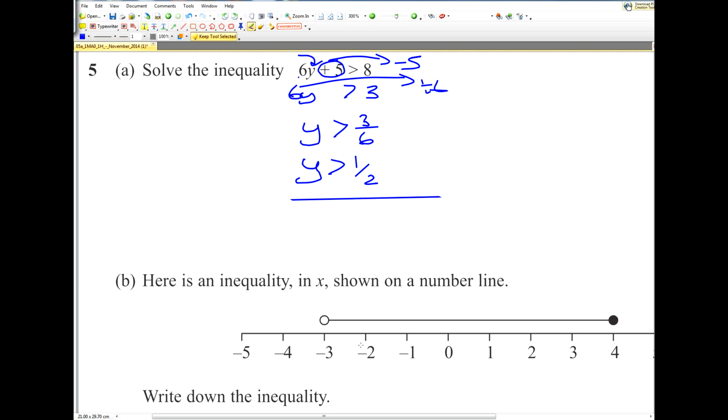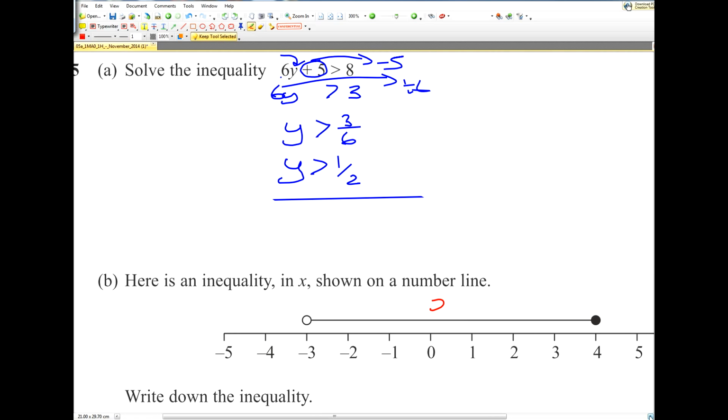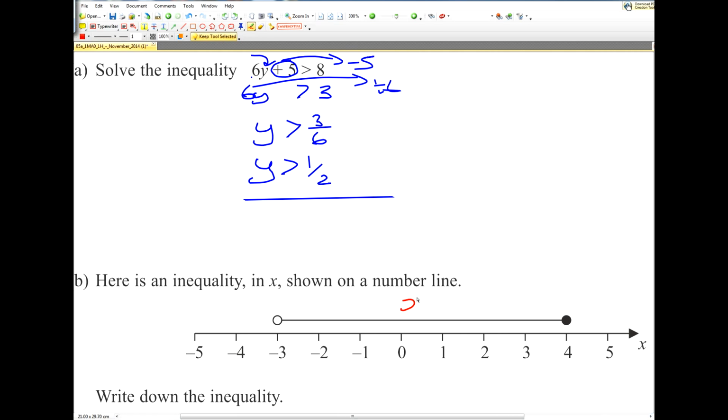Thank you. Lovely. Here's an inequality in x shown on the number line. Write down the inequality. Okay. So here we go. The line is to do with x. So x is greater than, what's it greater than? Minus 3. Why do I put greater than, not equal to? Because we have an empty circle, which means minus 3 is not part of the answer. X is greater than minus 3.